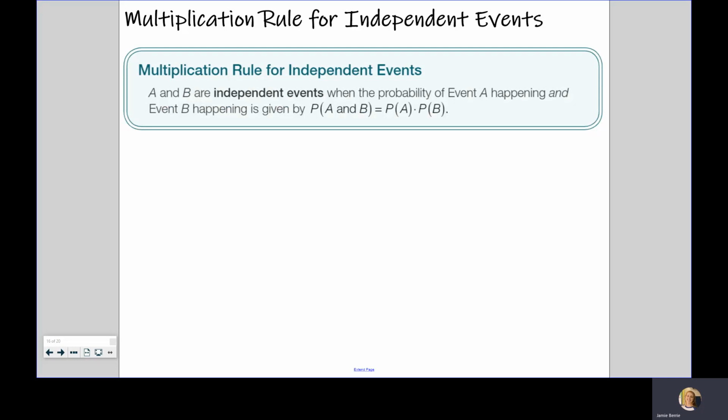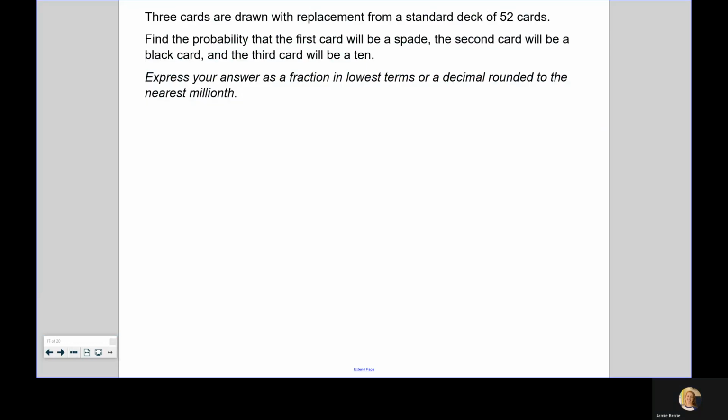It says A and B are going to be independent events when the probability of event A happening and event B happening is given by the probability of A and B is equal to the probability of A times the probability of B. So if your events are independent, you can use this rule. Okay, so let's look at our first example. I'm just going to highlight again the part of the rule that you would want to write down on your little index card. Again, this is special for independent events.